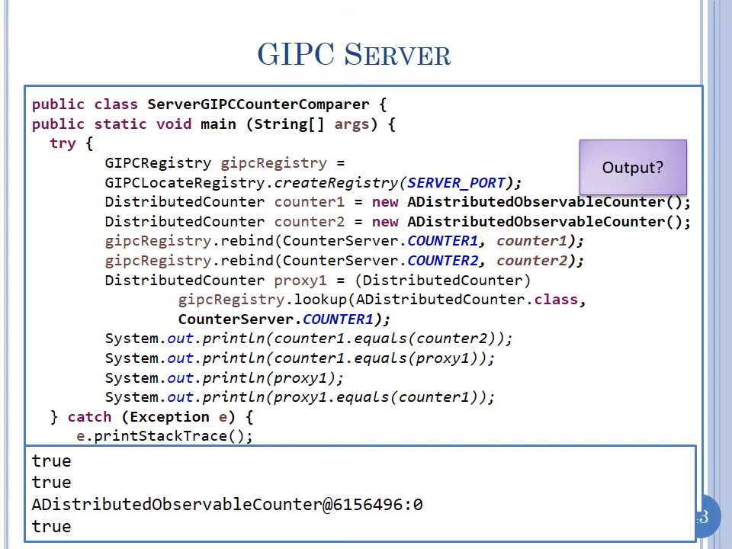Okay? And because we are calling the equals method, because the equals method is being forwarded, proxy 1 equals counter 1. Okay? But proxy 1 will go and call the equals method in the remote object, and that will go and check its value against counter 1 and find it to be true. Okay? So you see different semantics because the call is being forwarded.